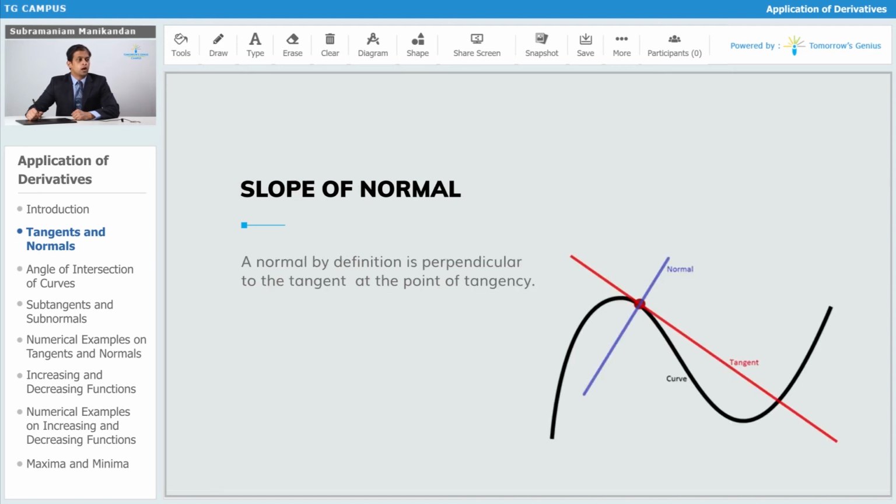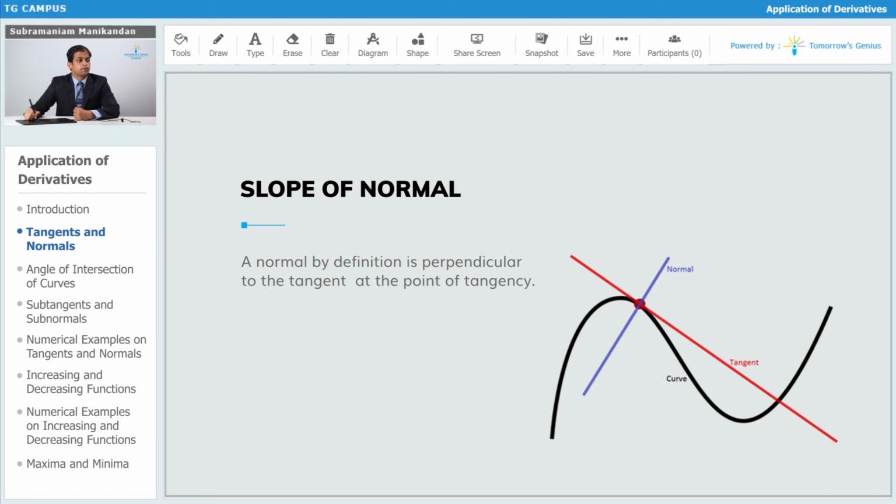Now we come to slope of normal, and thereafter how to write down the equation of the normal at that particular point. We know that normal to a curve at any point is perpendicular to the tangent at that point, the way it has been shown here. If the black colored curve is the graph of the equation and the red colored line is the tangent, then the blue colored line, which is perpendicular to the red colored line, is called the normal to the curve at that particular point.